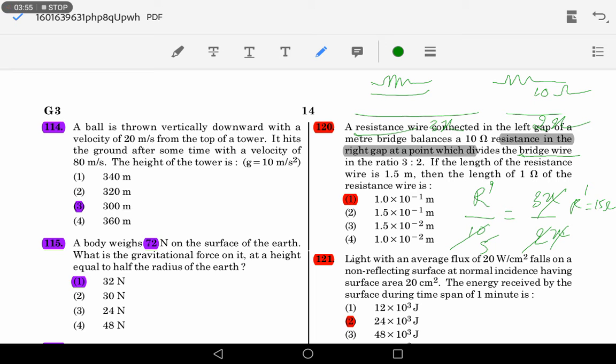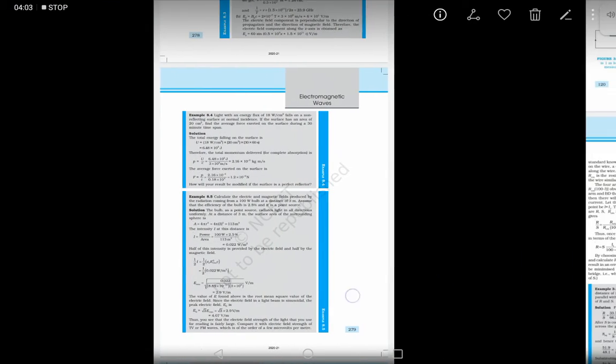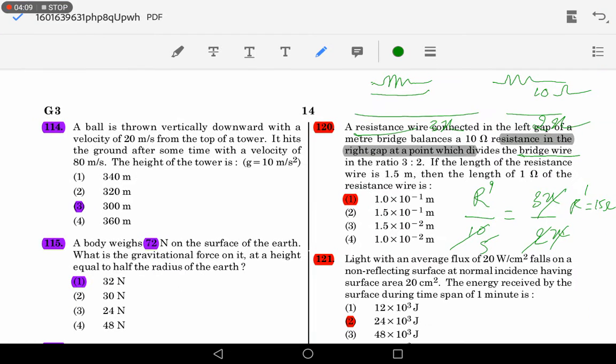If the length of the resistance wire is 1.5 meter, the length of 1 ohm of the resistance wire. There is also a formula R equal to rho L by A, which we know. R equal to rho L by A, so R is directly proportional to L, or R equal to KL. Say for 1.5 meter, the resistance is 15 ohm. So K equal to 10.